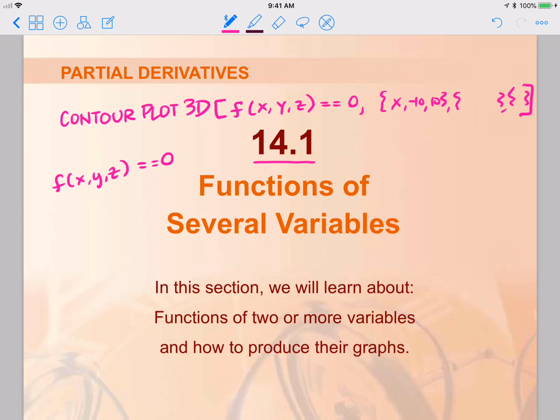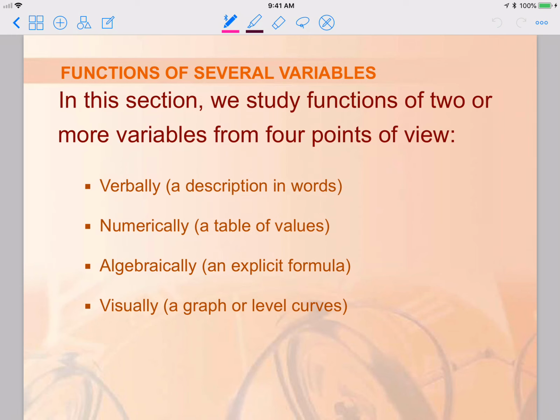But lots of times you have functions that have more than three variables, and it's important to understand how the graphs of functions are related to the inputs. So we're going to study functions from 4 different points of view: verbally, which is a description in words, a table, an explicit formula, and visually, which is with a graph. And the key phrase here: level curves. These are very similar to the traces that we saw in the last chapter.